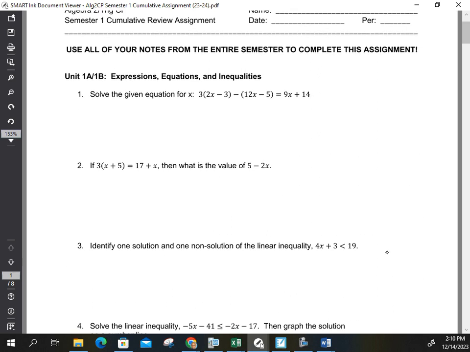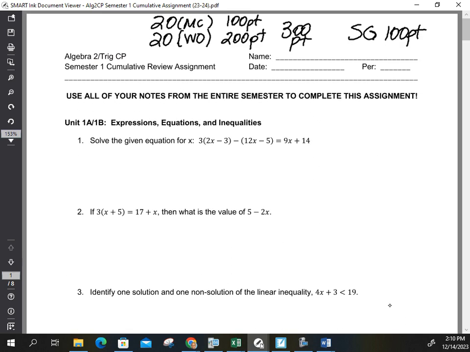So we're going to go through each question. I'm going to give you hints and guidance along the way. I'm also going to tell you what section in your notes to look at. Now, if you don't have that notes packet, you can always go on Google Classroom. The notes are there.